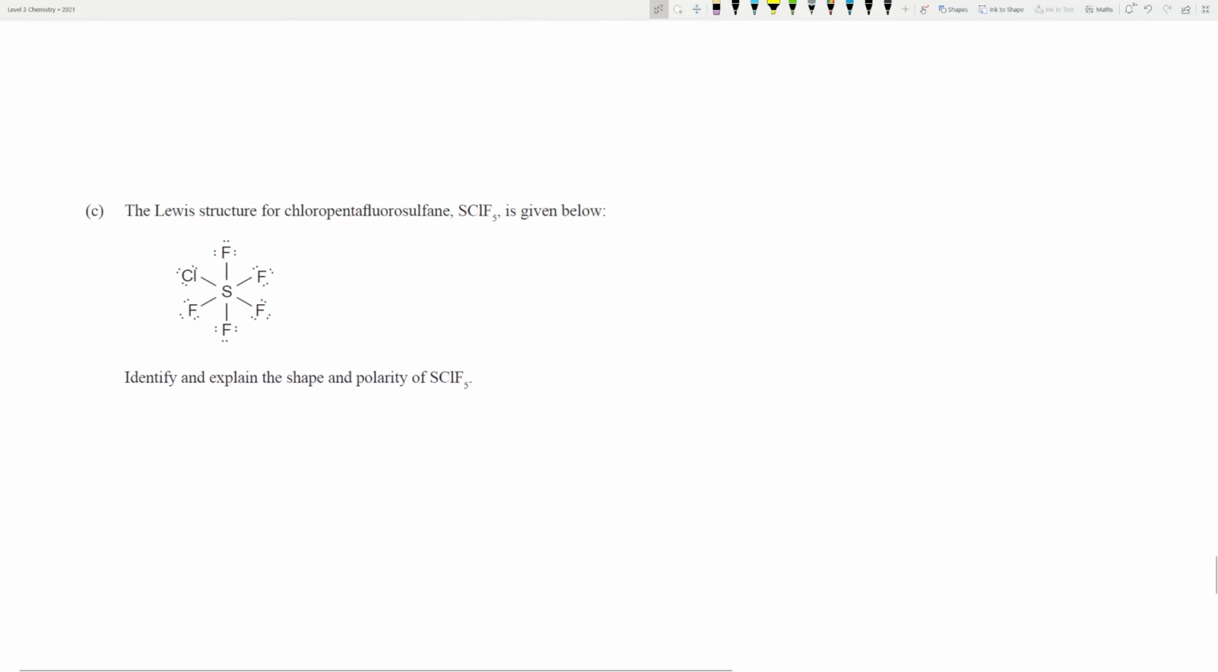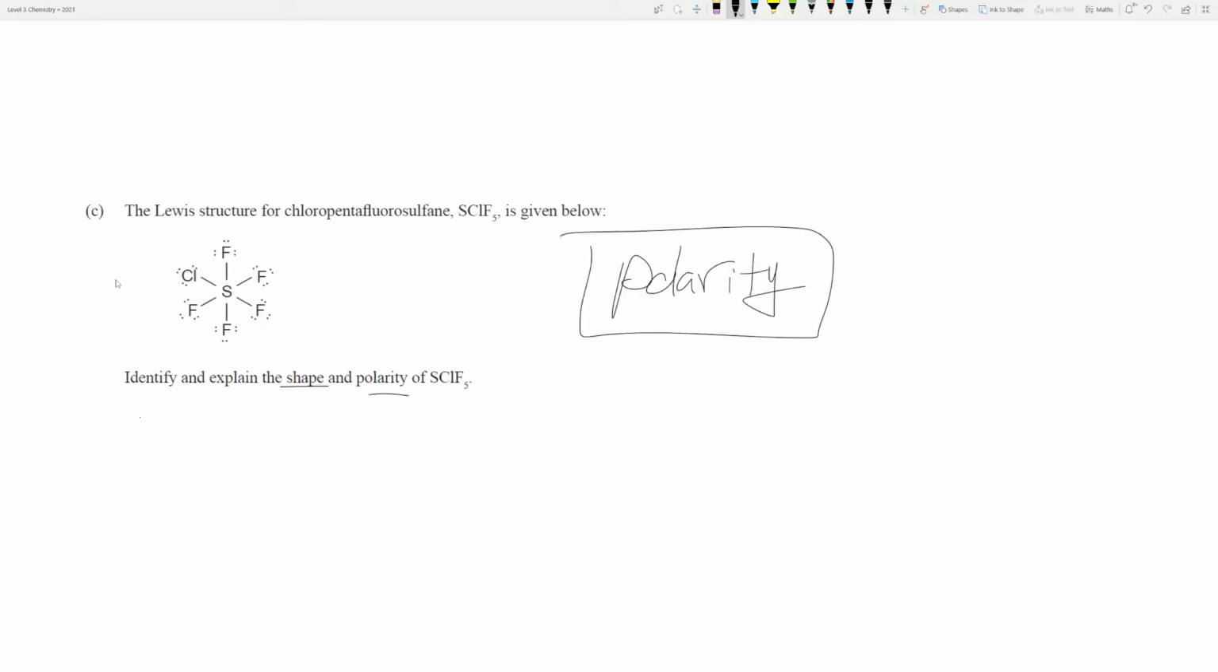I believe this is the last question. Yes, it is. So this is looking at the shape and polarity. So this shape is octahedral. So you identify and explain the shape. I normally talk about the shape first, but in this case, since they're asking about polarity, always remember, if you watched my video when you're in year 12, I always talk about the polarity. It comes from two parts. One is the bonding, so you need to talk about the bond dipoles, and then you need to talk about the shape and symmetry, and then you talk about them together.